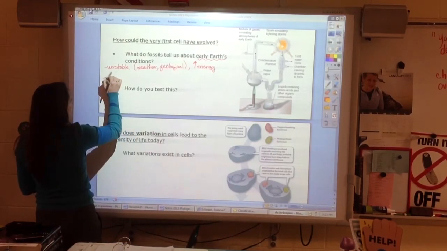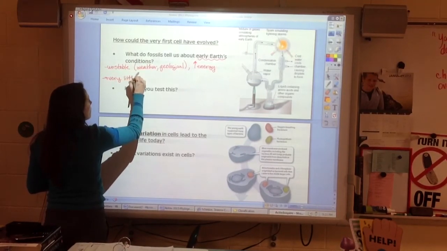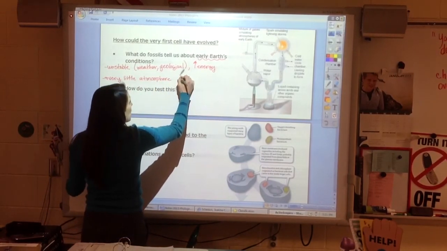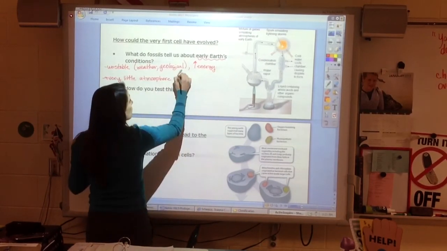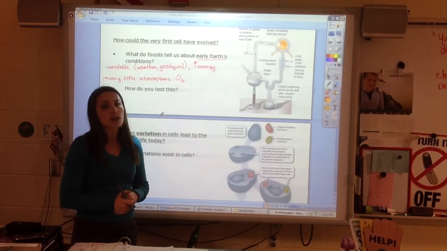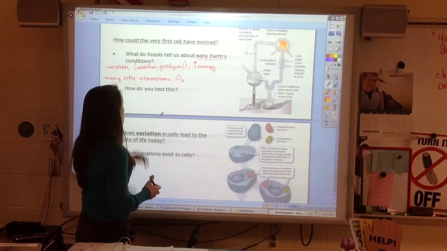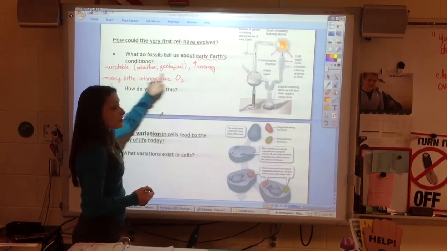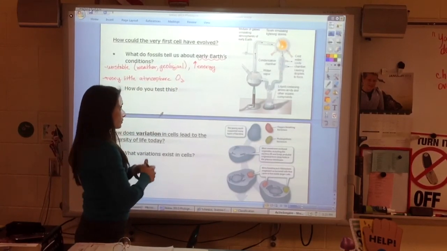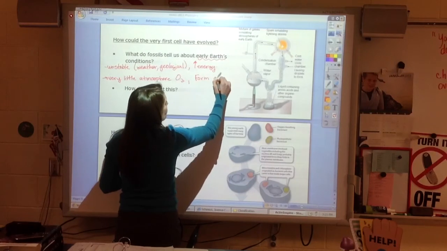The other thing is that we did not have very much of an atmosphere. So we had very little atmosphere. And keep in mind, atmosphere are going to be free gases. And the main thing that we were lacking in our atmosphere was oxygen. There were gases in the atmosphere, but oxygen was at very, very low levels. But we did have a fair amount of water, we had a fair amount of heat. And so early Earth's conditions had very unstable and high amounts of energy, and we also had very little atmospheric O2. What we did see is that fossils show us that we can form organic molecules.